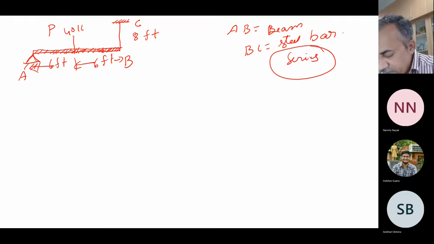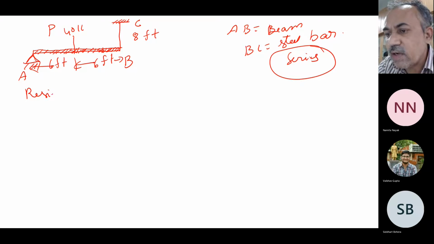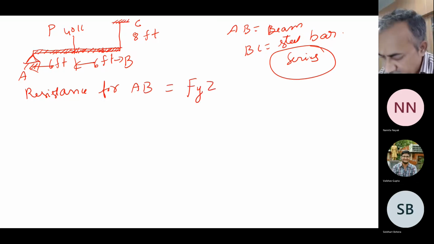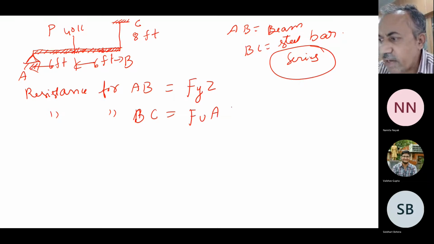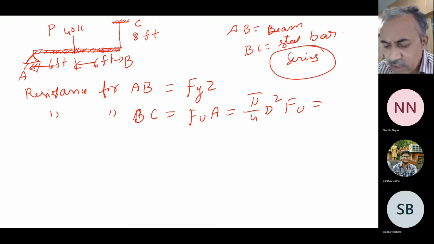You followed. Now some details have been given, the resistance and other things also. The nominal resistance for AB, which is the resistance of this steel beam, uses the section modulus and others: Fy into Z for the beam. Then the resistance for BC, the second one, the expression is different because it is a bar element. Bar element means its resistance is area into the strength, that is, pi by 4 d square into Fu. This is how the resistances are given.